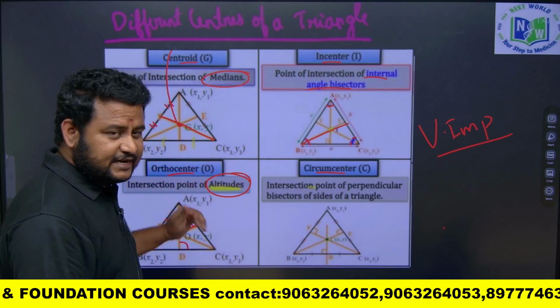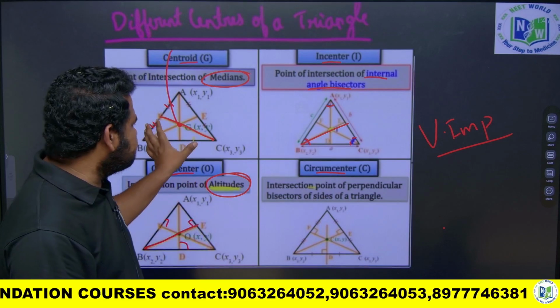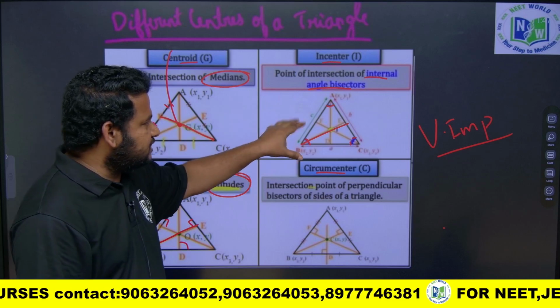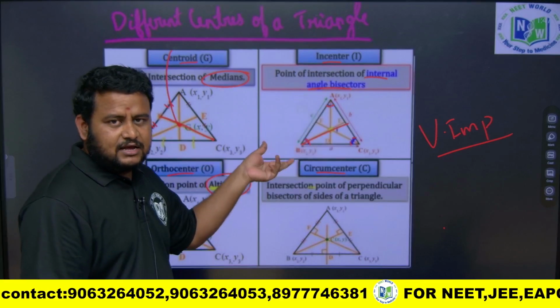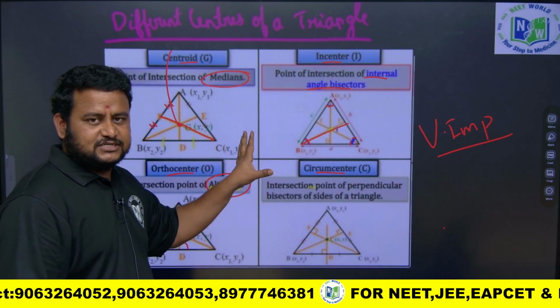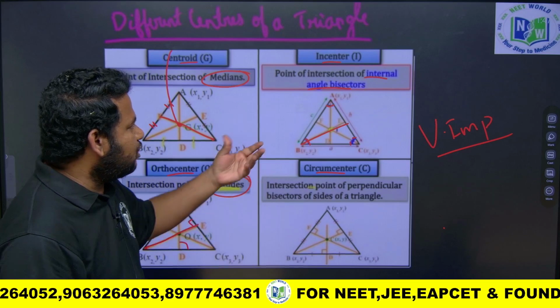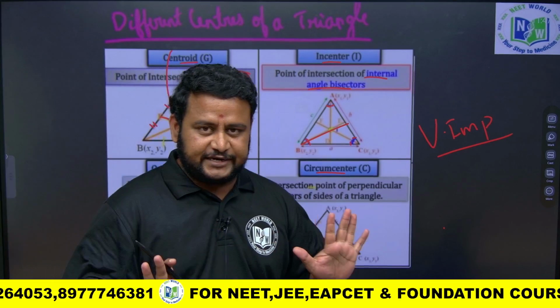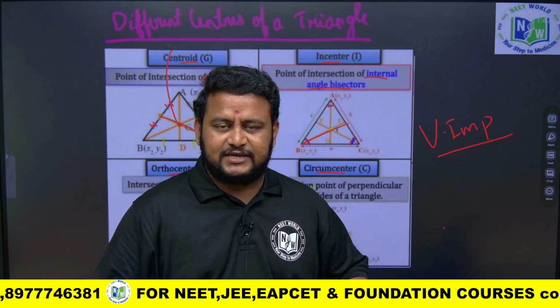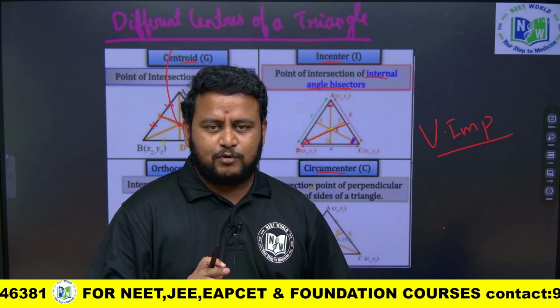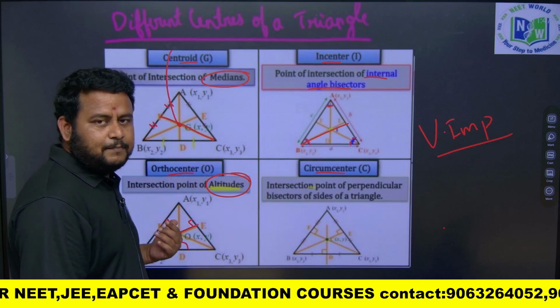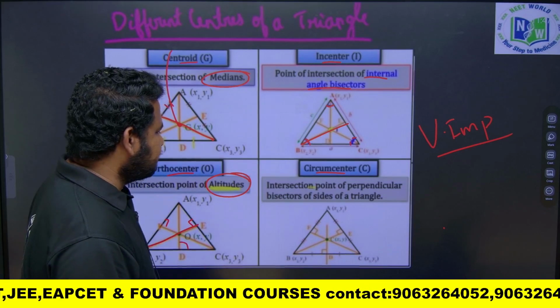Here we are not talking about bisecting. Bisecting comes only with medians, where the median bisects the opposite side, and with the incenter, the internal angular bisector. The point of intersection of internal angular bisectors is called the incenter. When it comes to orthocenter, it is the point of intersection of altitudes only. You are not talking about bisecting here. Altitudes mean perpendicular to the opposite side. That's it.